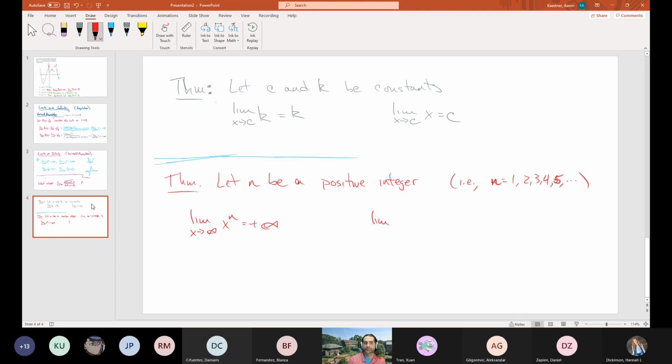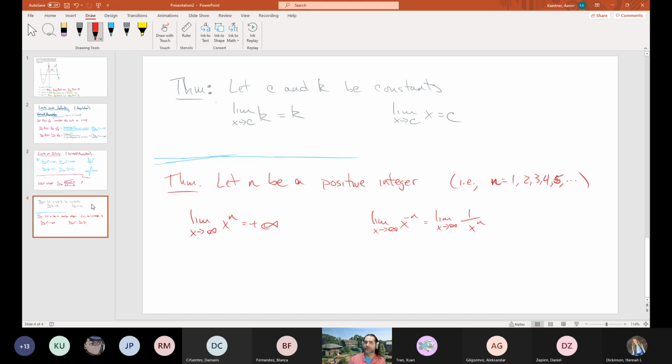Similarly, if I look at x to the minus n, this time I'm really just focused on these limits as we go to positive infinity first. If I look at the limit as x goes to positive infinity of x to the minus n, so I have a negative exponent, well, negative exponents are the same as taking reciprocals, so that really looks like 1 over x to the n.